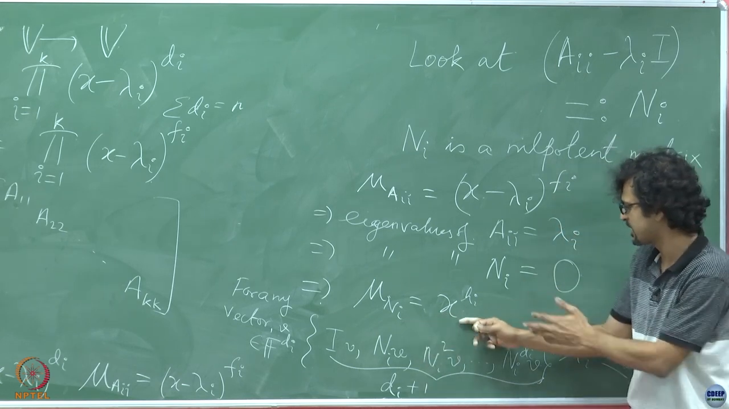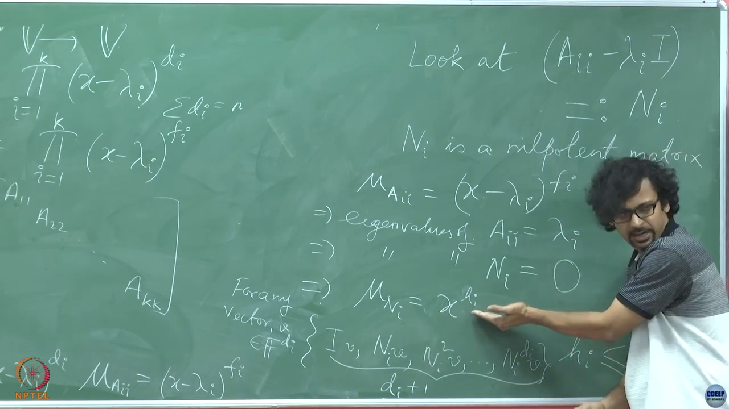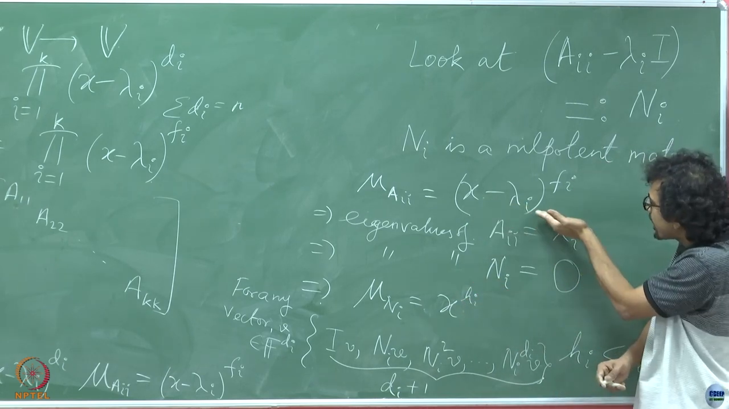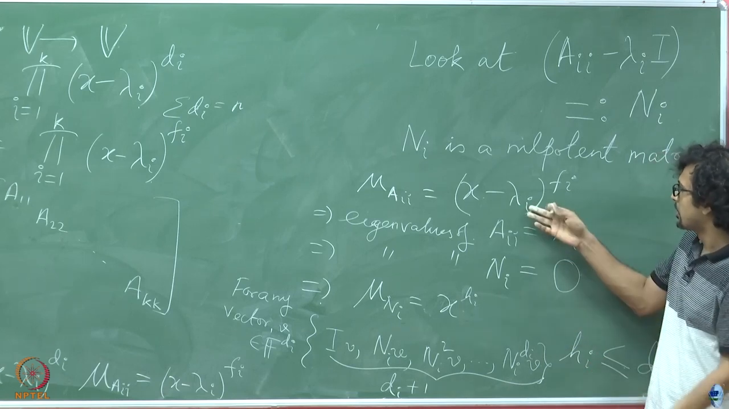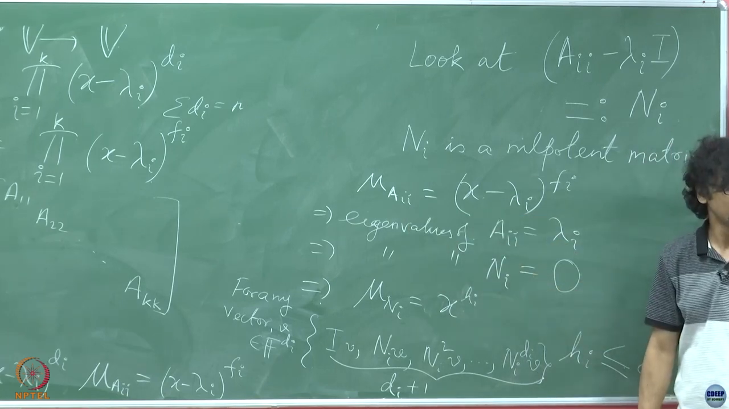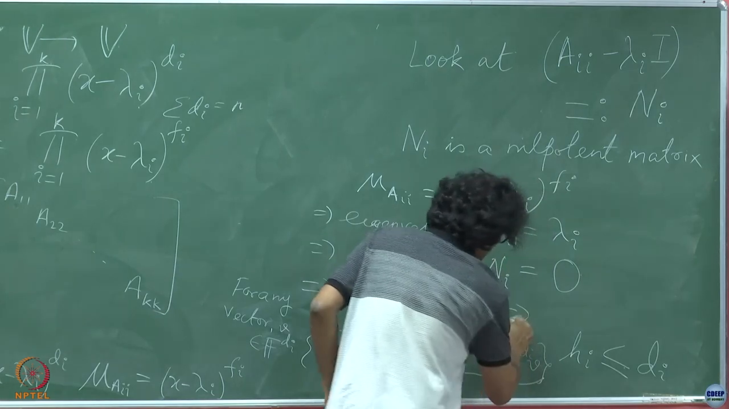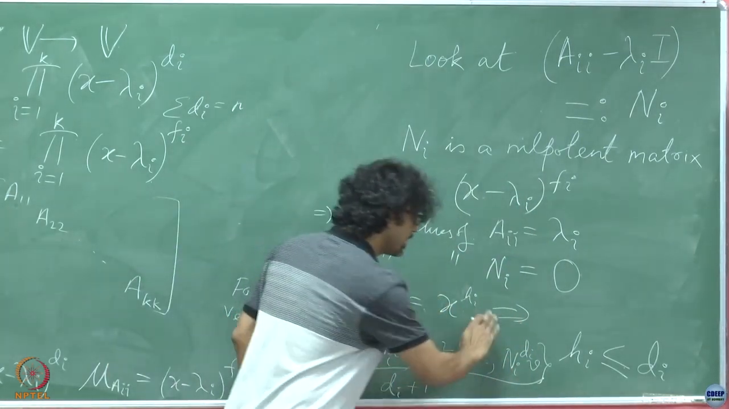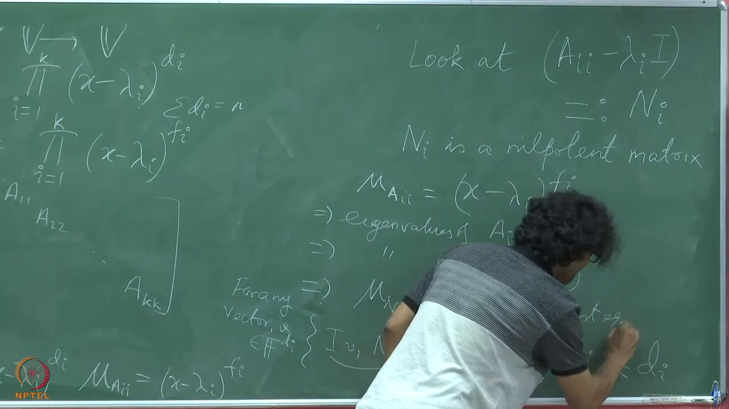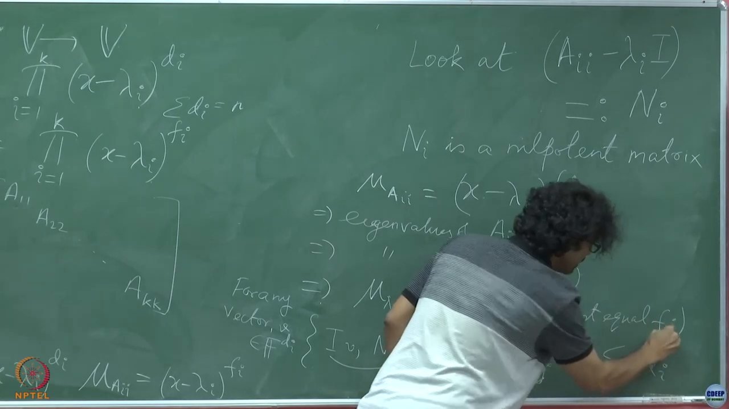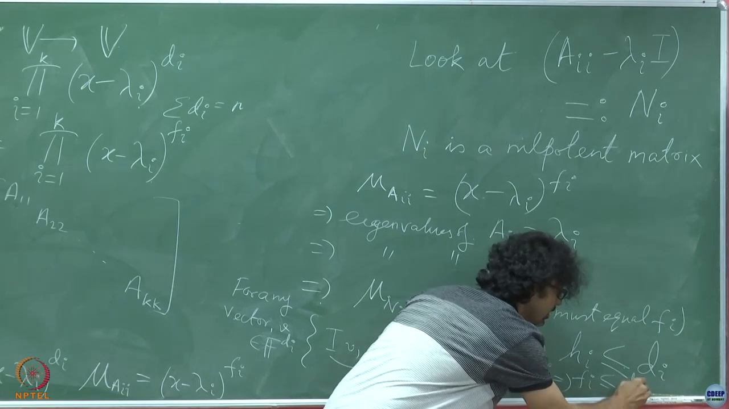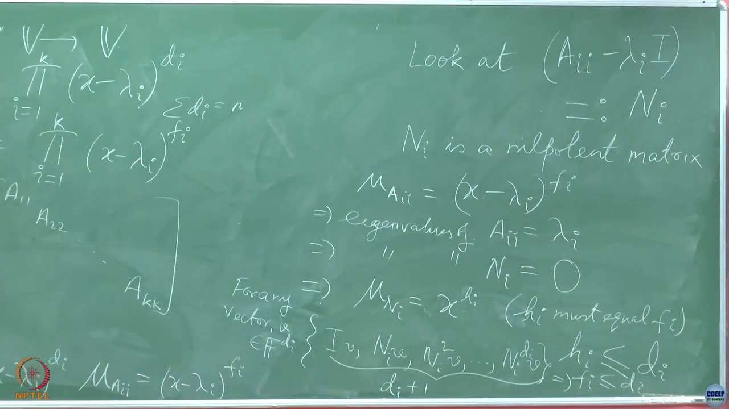It means that ni when raised to this power hi vanishes, and nowhere before does it vanish. Yeah, that means x minus lambda i, for aii, this would have also vanished at that same hi. So I did just use this as an artifice, but really what we have is hi must equal fi. So essentially what we have is fi is less than or equal to di. Is this part clear? It's very important. If not, I'll repeat.